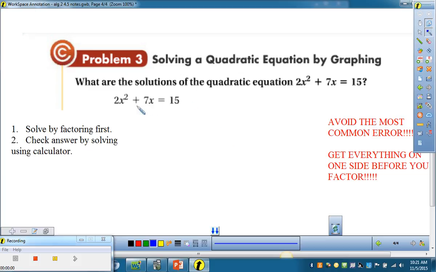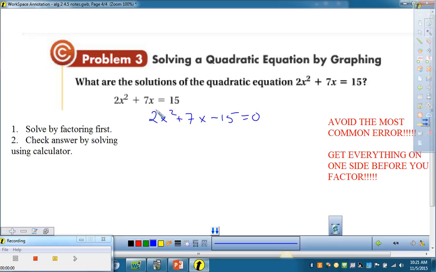All right. So, on the other page, I said, get everything on one side first. So, avoid the most common error. That is the most common error. People start factoring before everything is on one side. So, we need to do that. That means we have 2x squared plus 7x, and then what? Minus 15 equals 0. Now we're good to solve.